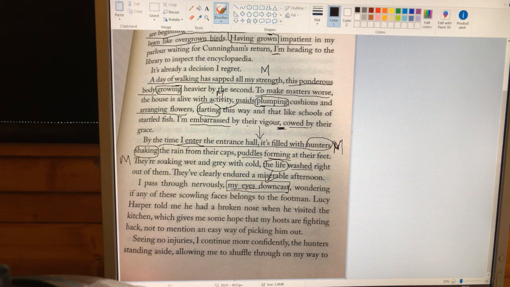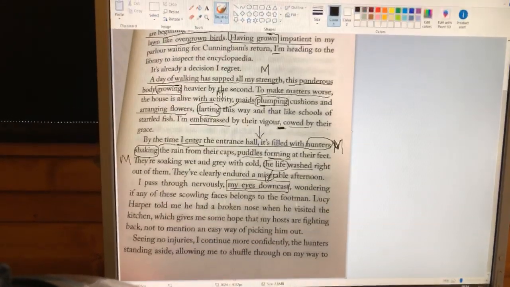Lucy Harper. Let me see if I can get this further down. That looks all right. Lucy Harper told me that he had a broken nose when he visited the kitchen, which gives me some hope.